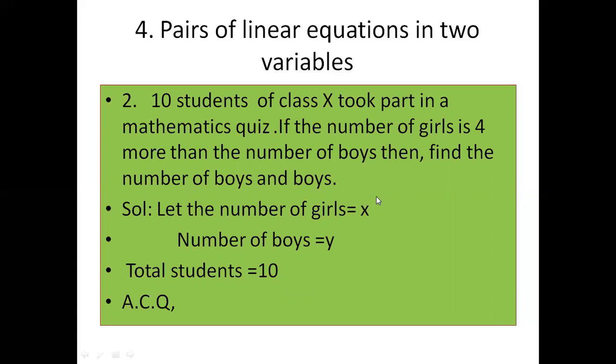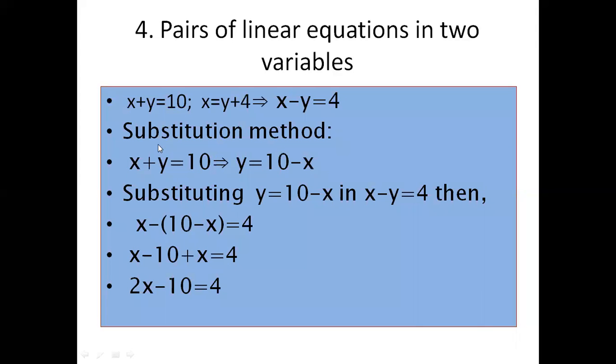What is the linear equation? x plus y is equal to 10 is the first equation. The second equation: the number of girls is 4 more than the number of boys, that means x is equal to y plus 4. That is the second equation. Then transpose y to the left hand side, and you get x minus y is equal to 4. That is the second equation.